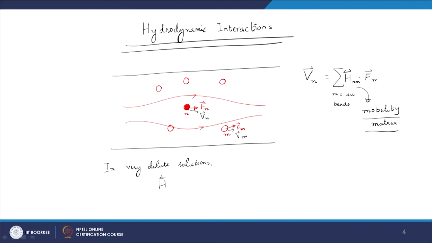So, in a very dilute solution, it turns out that I can write the mobility matrix as something like an identity tensor, delta nm, by zeta, where zeta is the drag coefficient that we have discussed earlier, or friction coefficient. This is a matrix that has ones along the diagonal and zeros everywhere.